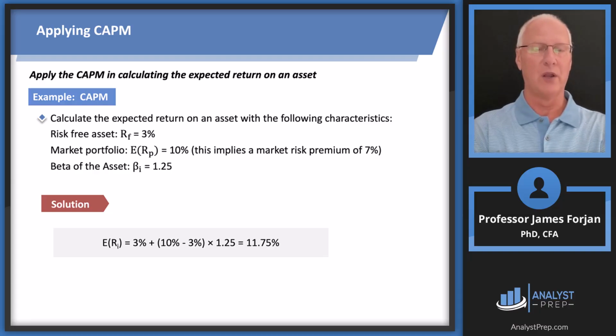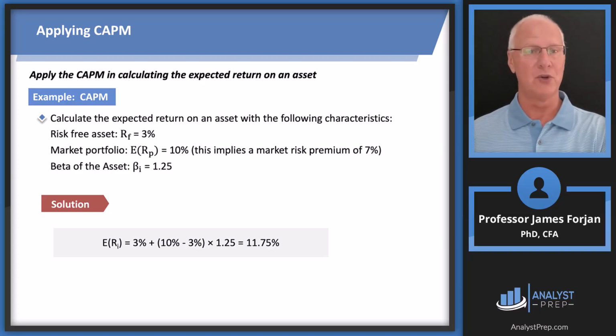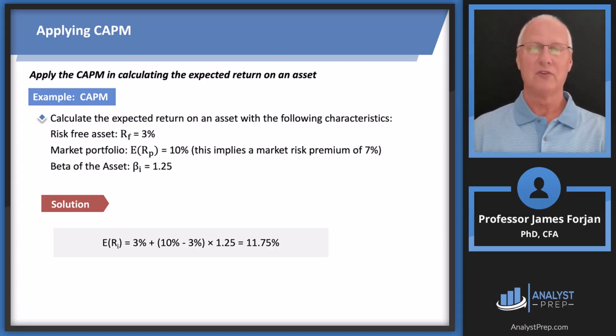Look, if we have a beta of 1, we're going to get 10%, right? Or we're going to expect to get 10%. But if we have a beta of 1.25, we ought to get more. So how do we get more? Well, we use the capital asset pricing model. So this is super simple.